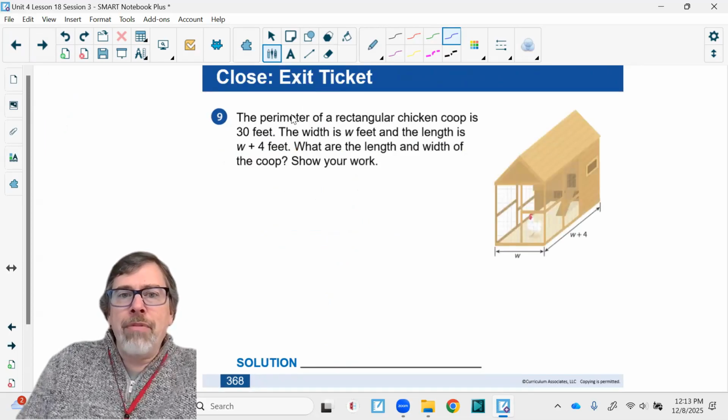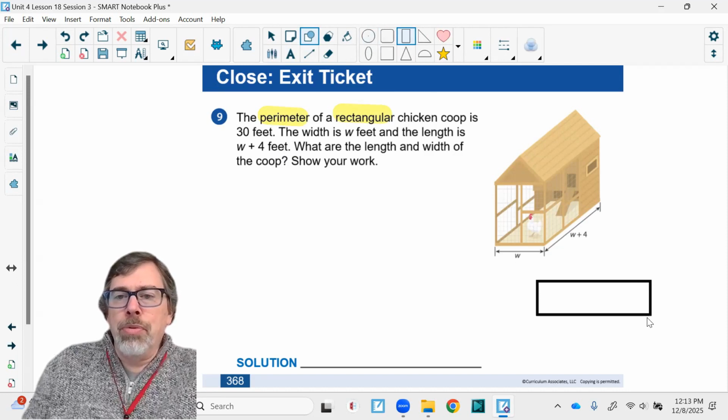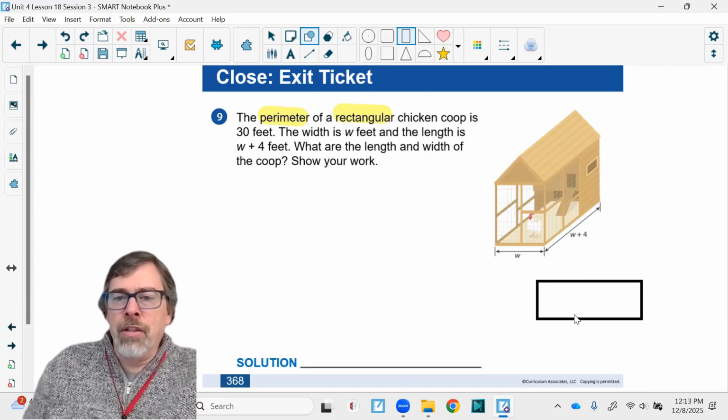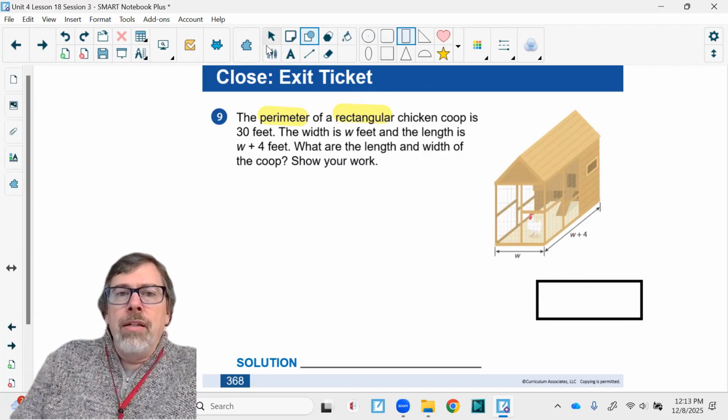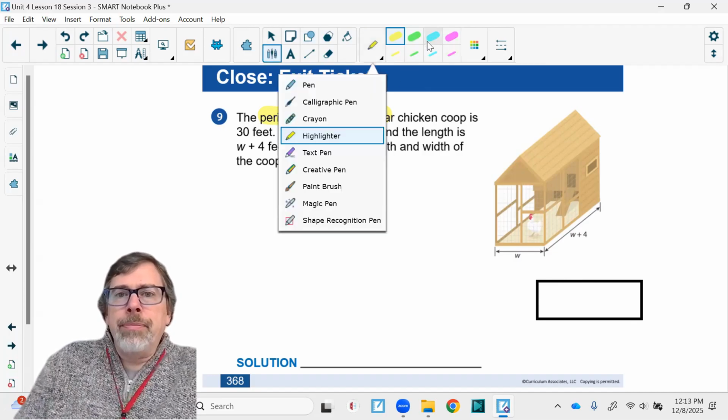So now we have the perimeter of a rectangular chicken coop. Do you hear that? Are you listening? Perimeter, rectangle. I'm going to draw a rectangle to represent the bottom of this coop. So let's just say it's about that. So picture this rotated and turned and looking at it straight down, and the roof is not there. They haven't built the coop yet. This is just the bottom floor.